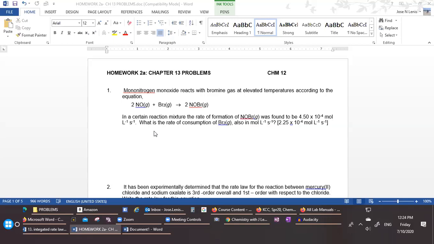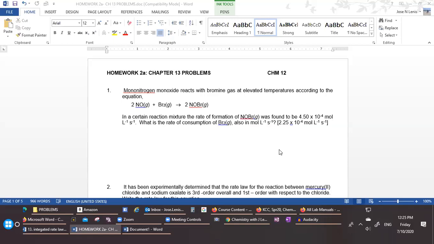So the problem says the gas reacts with bromine at elevated temperatures following this stoichiometry. 2 moles of NO reacts with Br2 to form 2 moles of NOBr. In a certain reaction mixture, the rate of the formation of NOBr gas was found to be 4.50 × 10⁴ moles liters negative 1 second negative 1. The question is, what is the rate of consumption of Br2 gas, also in moles per second? Molarity per second, moles liters negative 1 seconds negative 1. I give you a hint here, this is the answer.